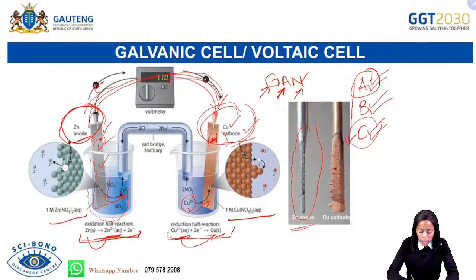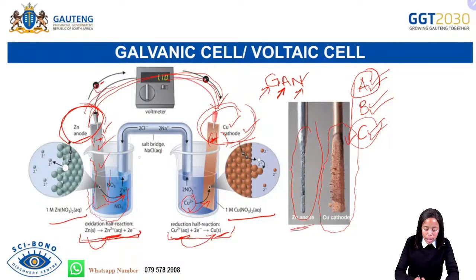So hence we have what? We have the solid there. So as that is happening, as we then gain electrons at the cathode, what is going to happen then? The cathode is going to increase in what? The cathode is going to increase in size.